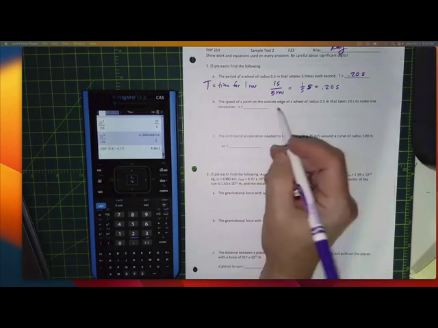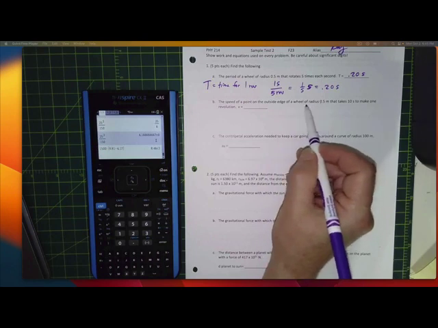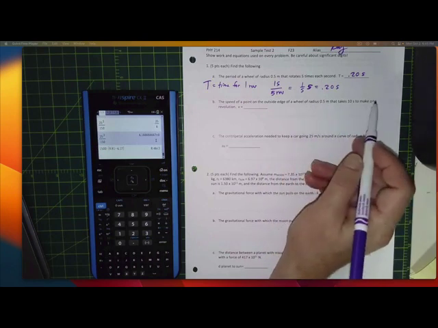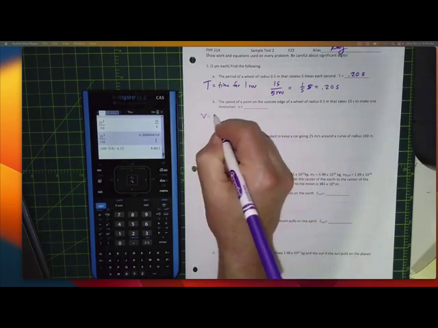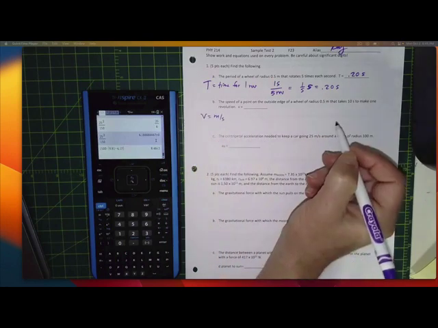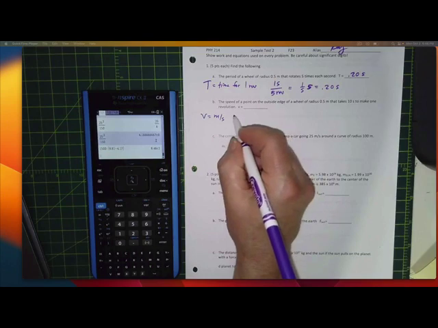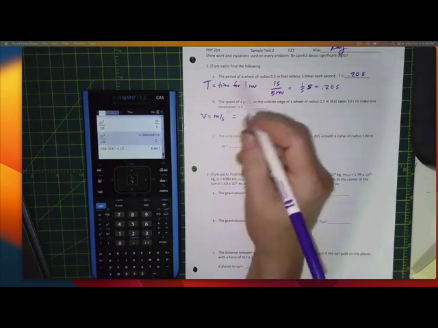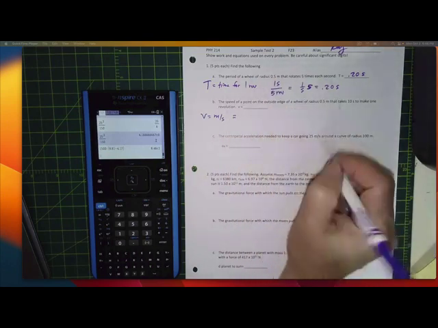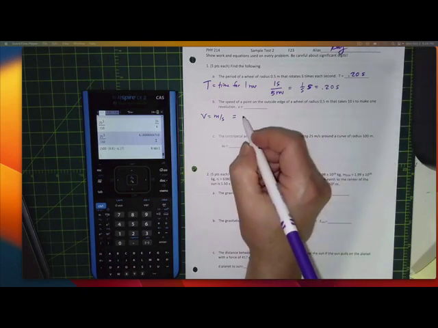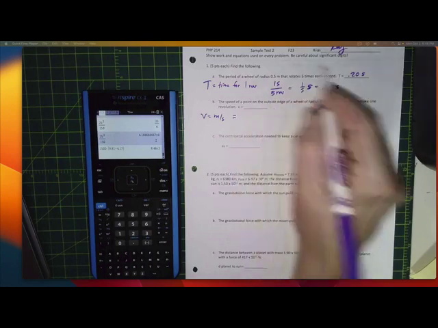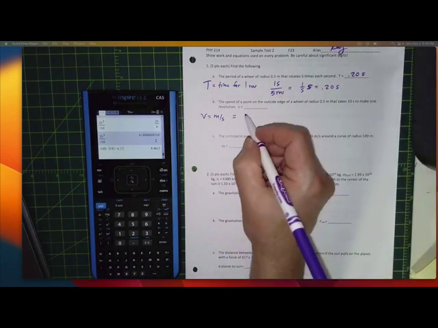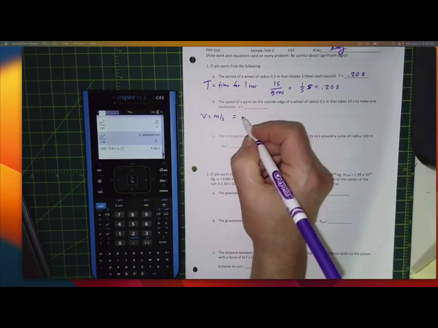Find the speed of a point on the outside edge of a wheel of radius 0.5 that takes 10 seconds to make one revolution. So we want speed, which is meters per second. We need to know how many meters it goes when it goes all the way around the wheel. The wheel is a circle, so the circumference is how far the outside point is moving in one revolution, going around the whole circle.